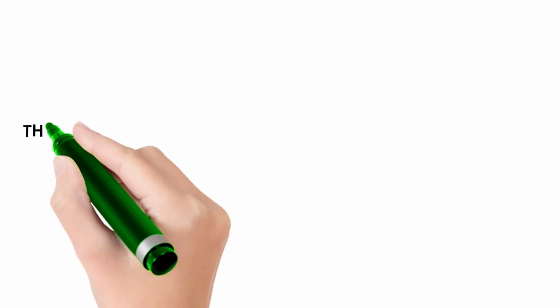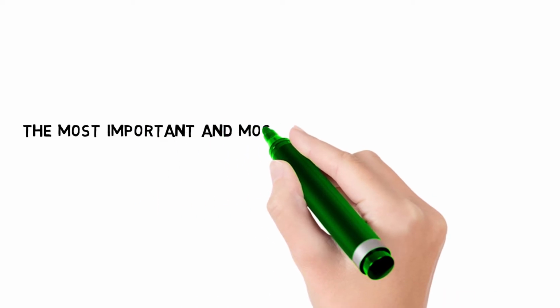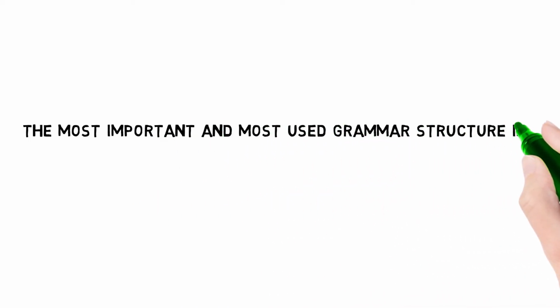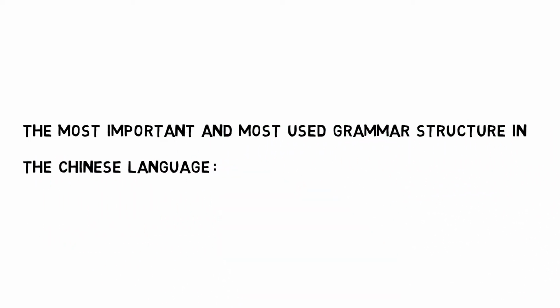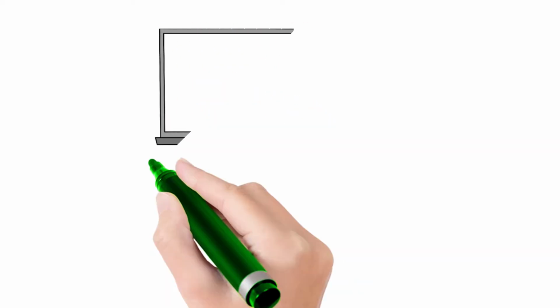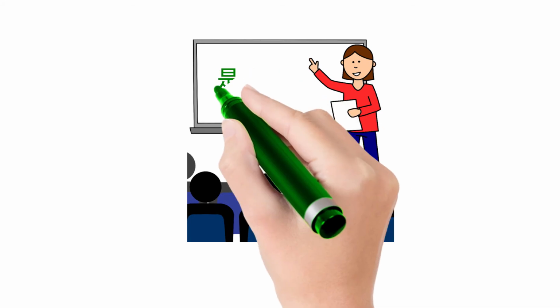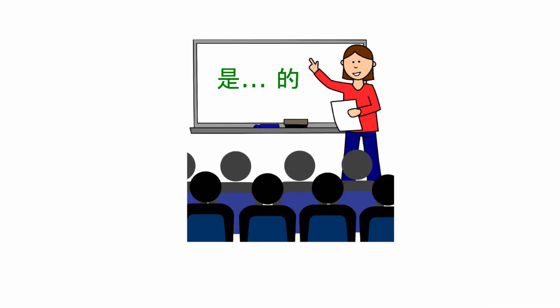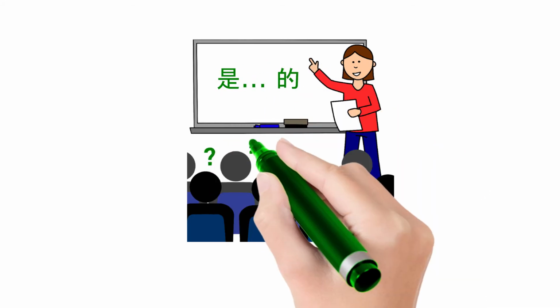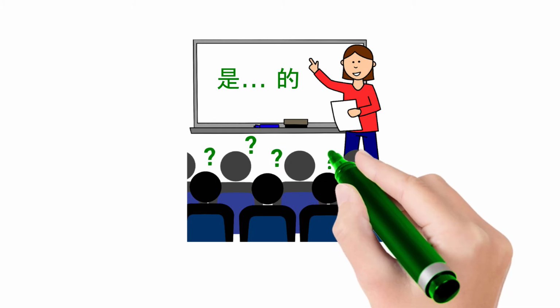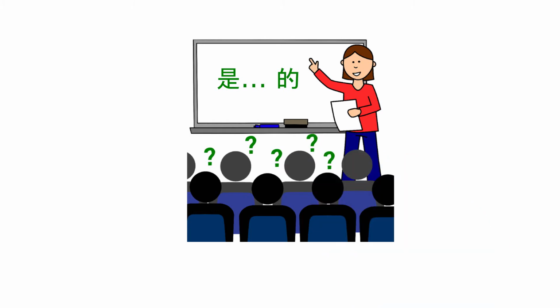Today, we will talk about one of the most important and most used grammar structures in the Chinese language, the 是的 structure. Almost all of my students had a problem with this structure at first. One of the things they got confused about was they never could really understand and remember why and when they needed to use this structure. Let's look at one real scenario.